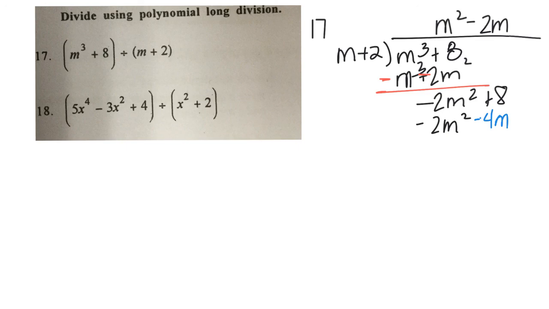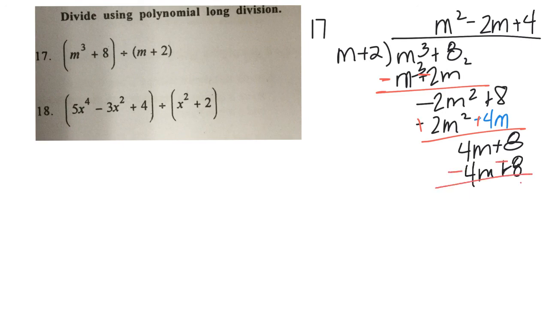And then I'm going to subtract, so those become plus. And I end up with 4m plus 8. And then 4m divided by m is 4. So plus 4. And 4m plus 8. And then we're going to subtract, and we get 0. So that means m plus 2 is a factor of m cubed plus 8, and the answer is m squared minus 2m plus 4.